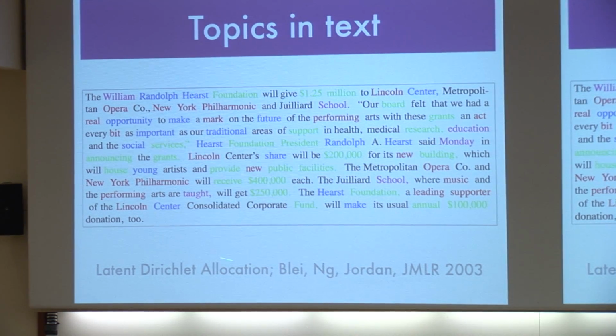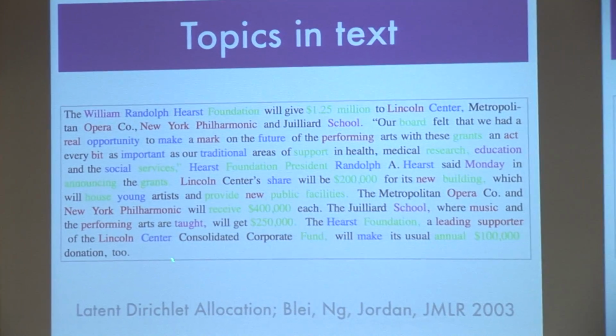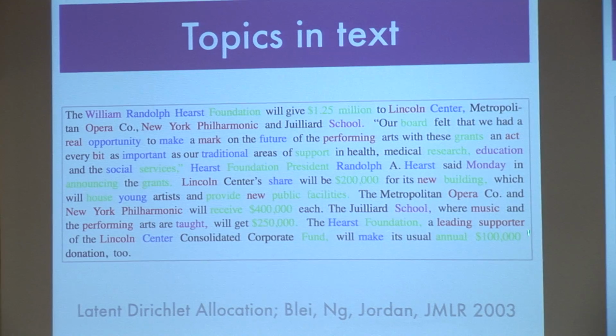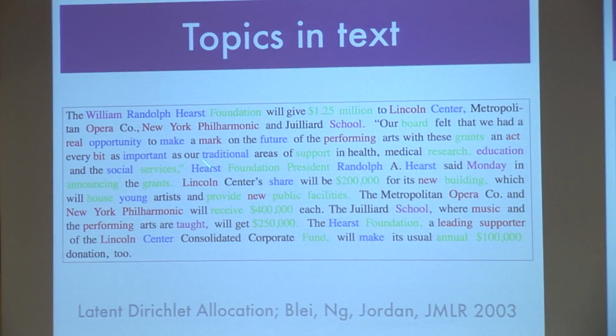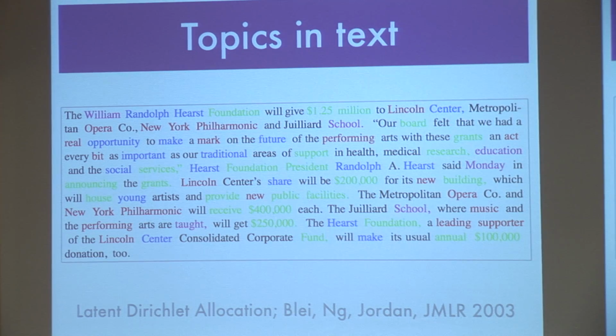Here's a very famous example from 2003. Basically, you want to get topics within the text, and the various colors correspond to a few topics. You can get that with latent Dirichlet allocation. We'll see that a lot soon.